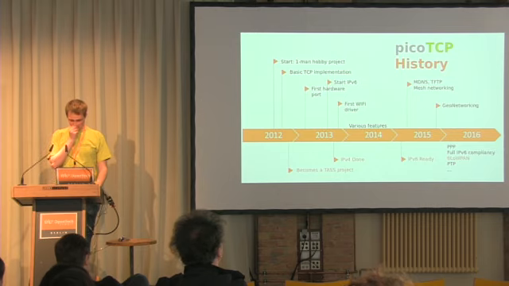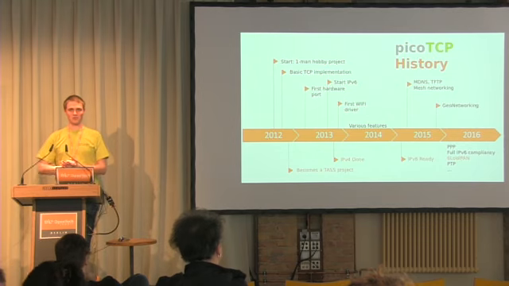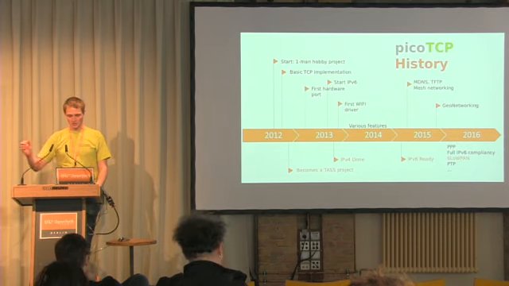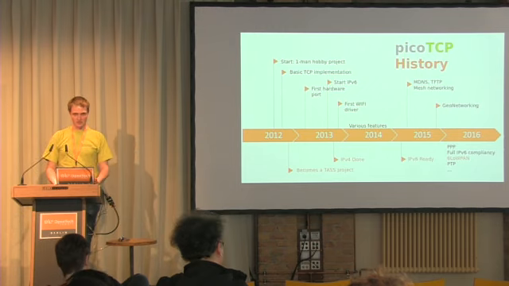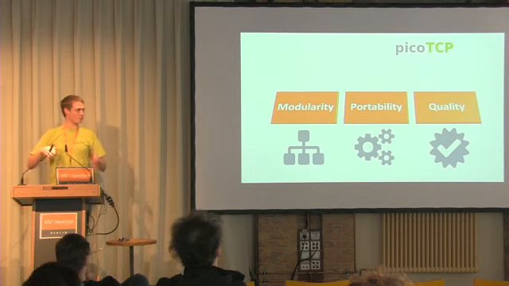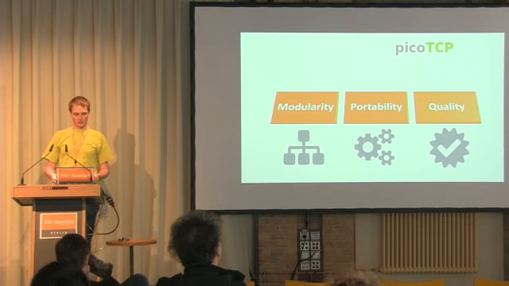2016, we hope to reach full IPv6 compliance. We're working on 6LoWPAN, which is really a protocol for the Internet of Things, and some other protocols too. So this gives you a bit of the history timeline. Now, I would like to focus a bit on the focus areas for picoTCP. What did we focus on? How did we build this?